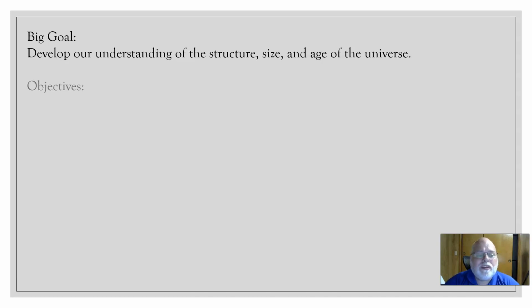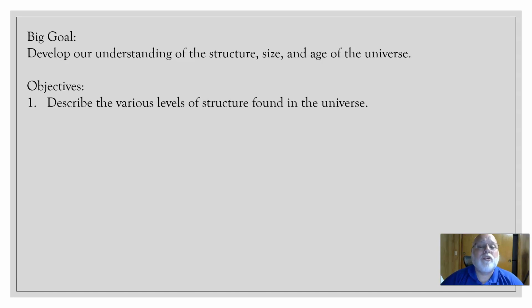Now, to achieve these goals, we need to run after some important objectives. In other words, here are some things that I hope you can do by the end of this first week. The first is, I want you to be able to describe the various levels of structure that we find in the universe. The universe is organized. It's got different levels of organization. And I want you just to have a sense of that and be able to talk about that and describe it.